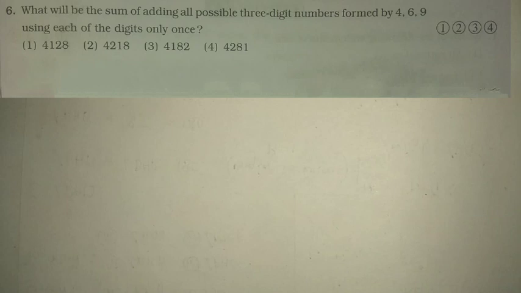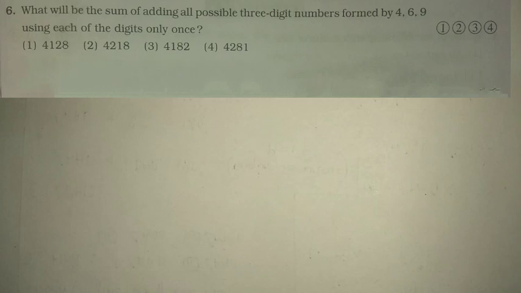Each digit should come once only, meaning one digit should come only one time. For example, with 4, 6, 9, it should not be 466. Like this we cannot form any number because we cannot repeat the digit. Sum means we have to do the addition of all possible 3-digit numbers. So by using 4, 6, 9, first we will form all possible 3-digit numbers.